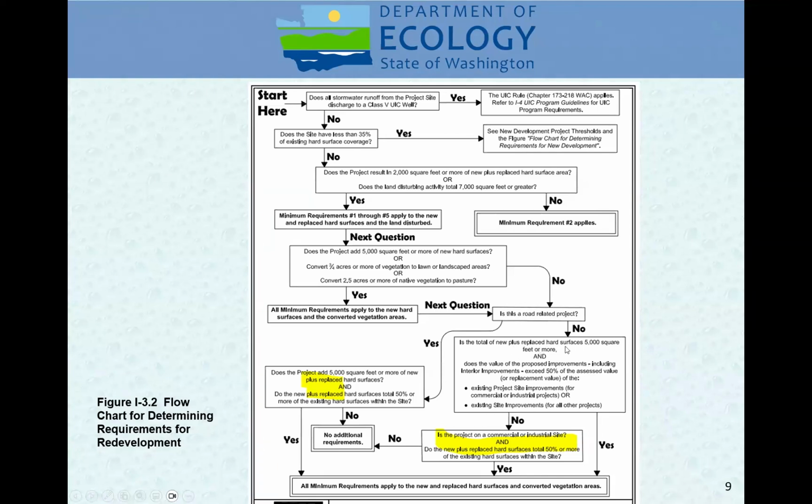If you're new plus replaced hard surfaces, note that this one says new hard surfaces only. Now we're saying new plus replaced hard surfaces exceeds 5,000 square feet. So you could have had 3,000 square feet of new hard surface and 8,000 square feet of new plus replaced. So you answer no to this question, no to that question, and yes to this one.